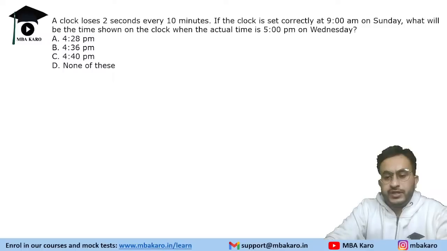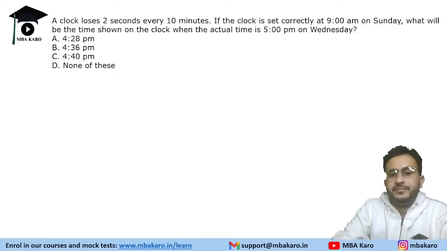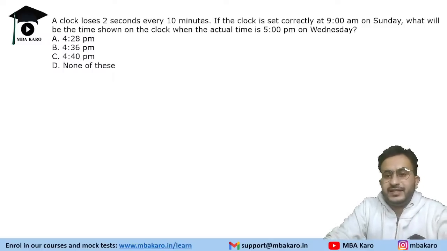A clock loses 2 seconds every 10 minutes. If the clock is set correctly at 9 a.m. on Sunday, what will be the time shown on the clock when the actual time is 5 p.m. on Wednesday?